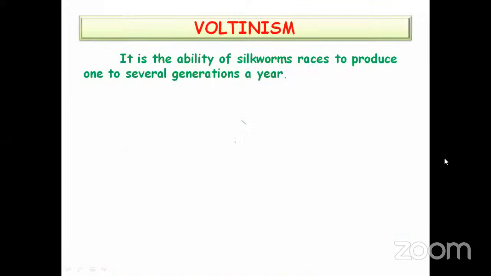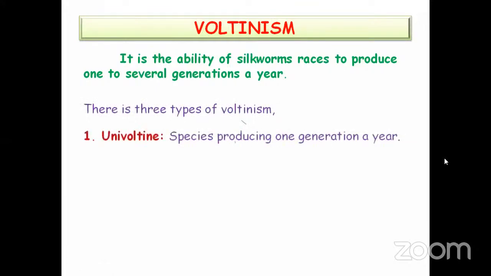It is the ability of silkworm races to produce one to several generations per year, and it is called voltinism. So voltinism means producing one to several generations in a year. It is the ability of the silkworm. This voltinism is again of three types. First one is univoltine, meaning these species produce one generation in a year. Such species are called univoltine species of the silkworm.